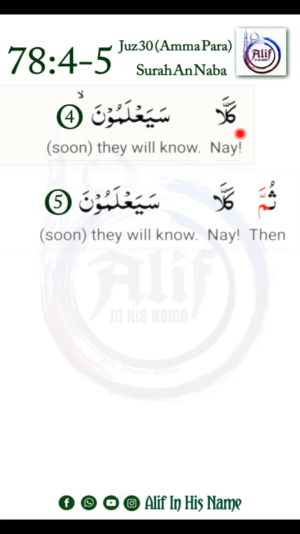Kalla. Kalla. Kalla. كلا سيعلمون. كلا سيعلمون. كلا سيعلمون.